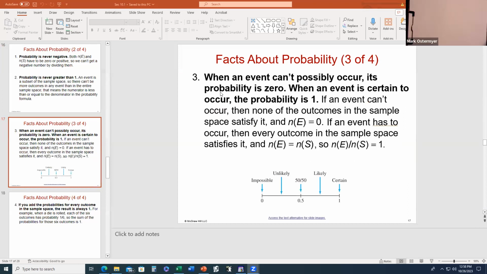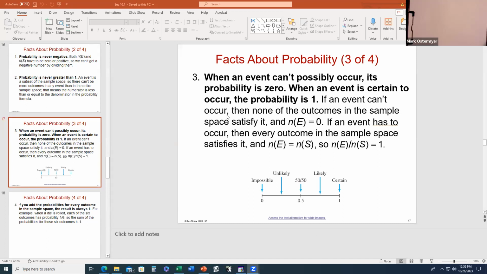Number three, when an event can't possibly occur, its probability is equal to 0. When an event is certain to occur, the probability is equal to 1. So events that will never occur have a probability of 0. Events that are certain to occur have a probability of 1, known in our minds as 100% chance. And of course, an event that has an equal chance of occurring would be 50-50, or 0.50, or 50% chance. Okay. That makes sense, sir?